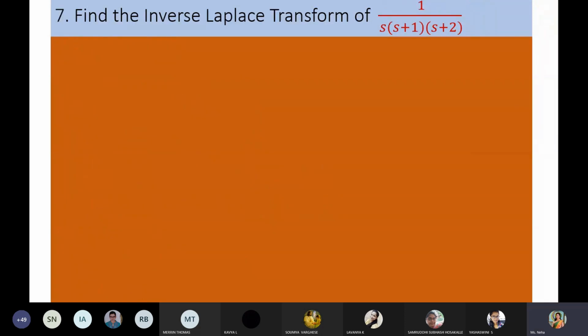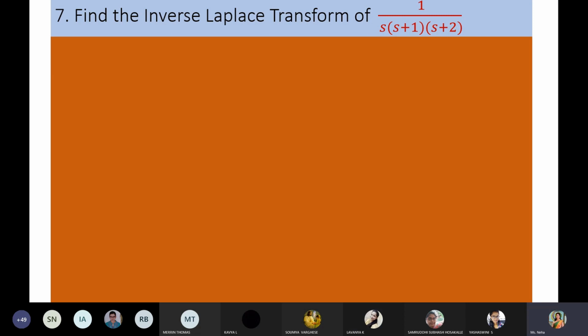Now, seventh problem. Look at the seventh problem and tell me how to do it. What we have to do? Partial fraction, Lavanya. Good. We have to do partial fraction because the denominator should have only one factor. So many factors should not be there.